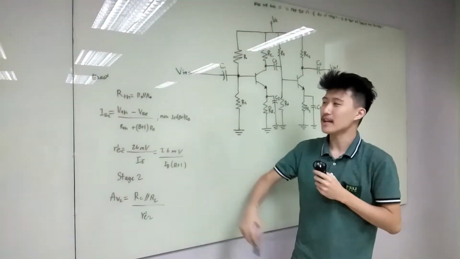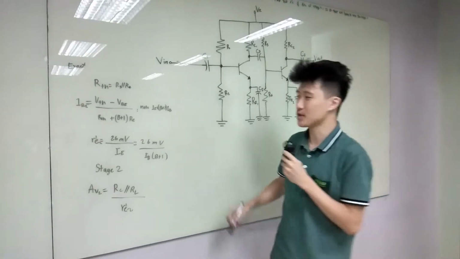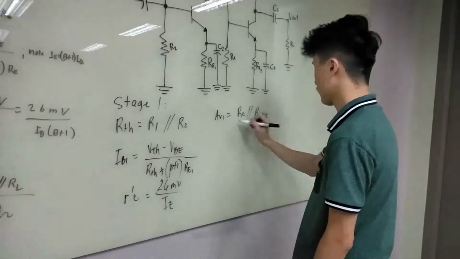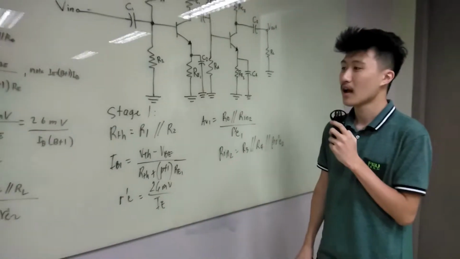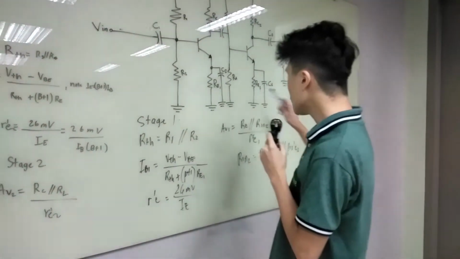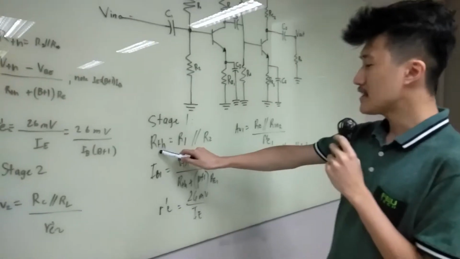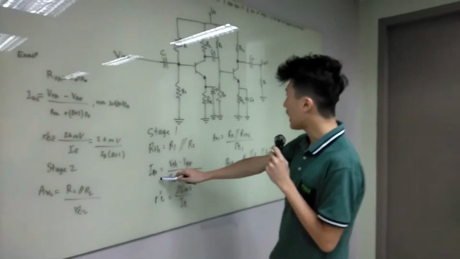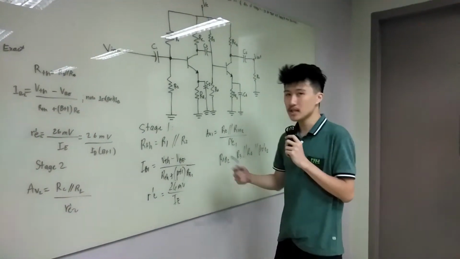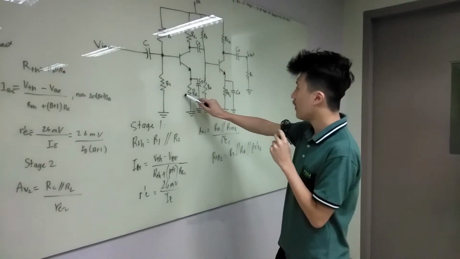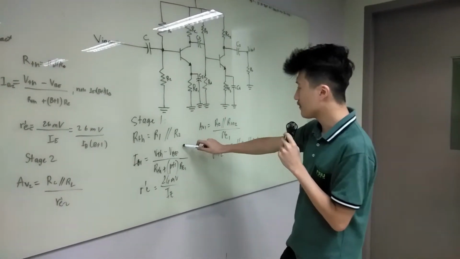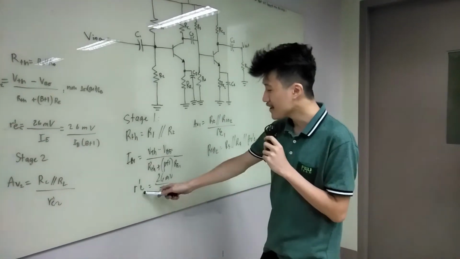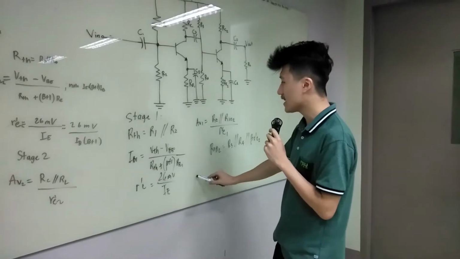Okay, so now we have the values for stage 2. Now we can solve for stage 1. I have written all the solutions for stage 1. In stage 1, we first find the RTH, which is R1 parallel to R2. Now we find the IB1, which is equal to VTH, from the voltage divider theorem, minus VBE over RTH plus (beta plus 1) RE1. To find the R prime E1, we use 26 millivolts over IE.